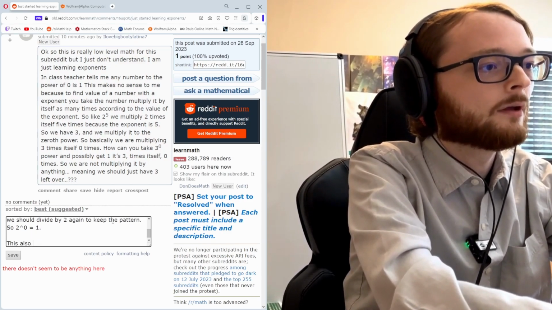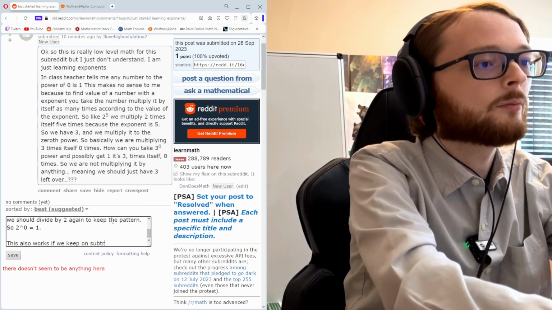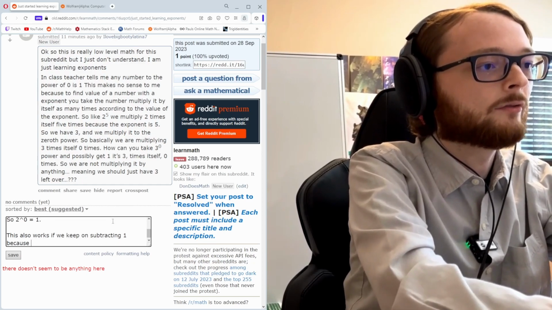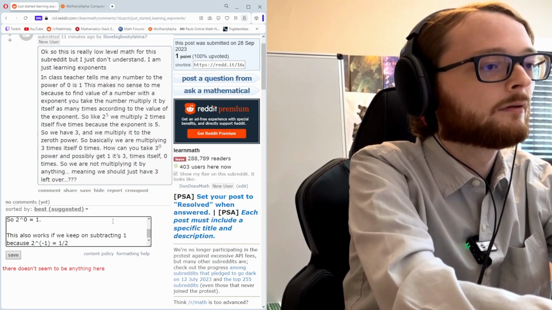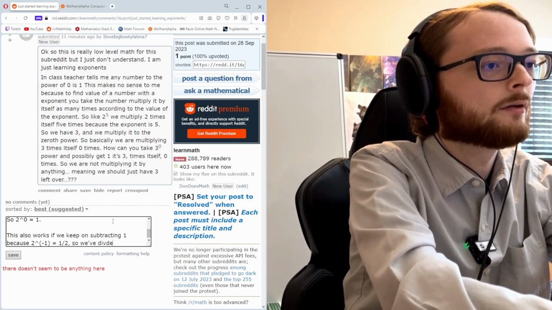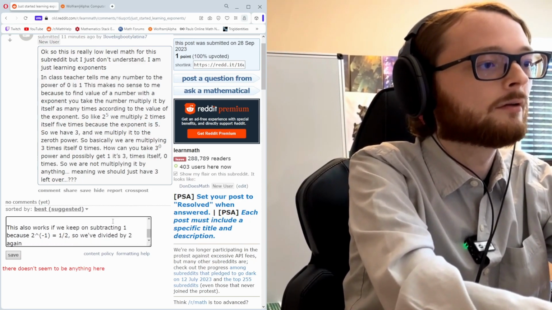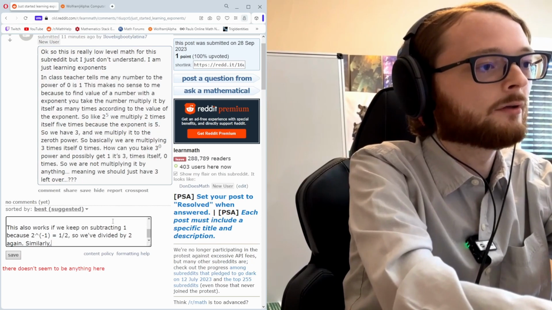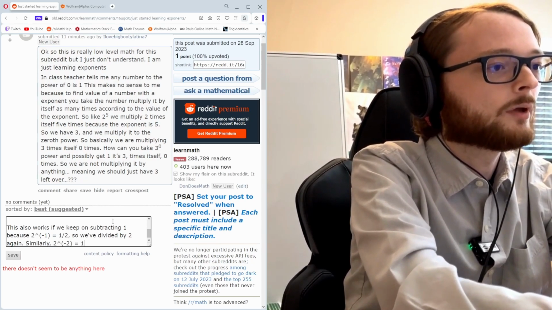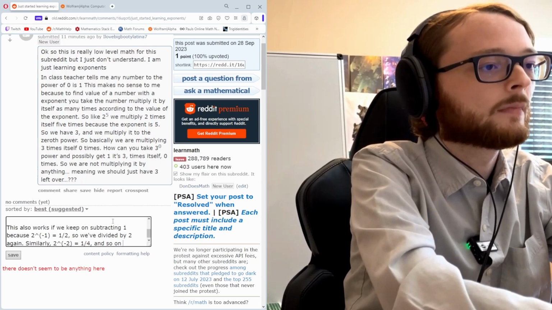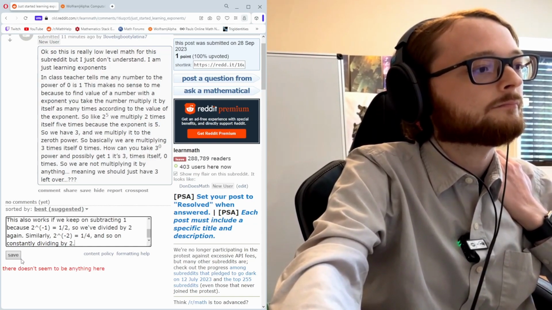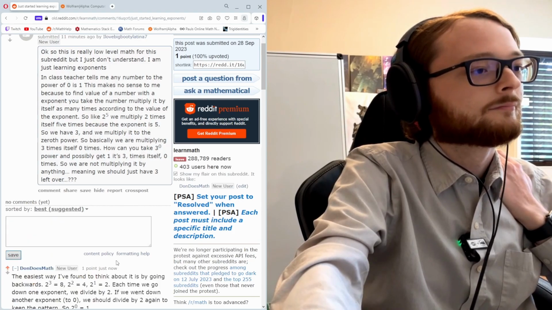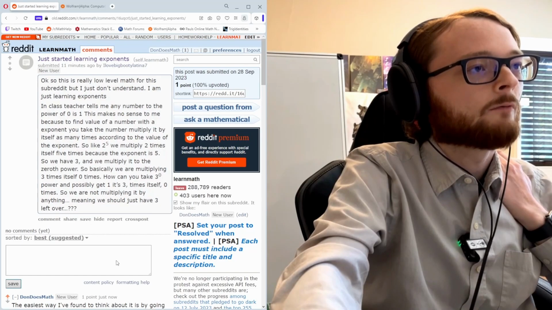This also works if we keep on subtracting 1, because 2 to the minus 1 equals 1/2. So we've divided by 2 again. Similarly, 2 to the minus 2 equals 1/4, and so on, constantly dividing by 2. Hopefully that makes sense to the person.